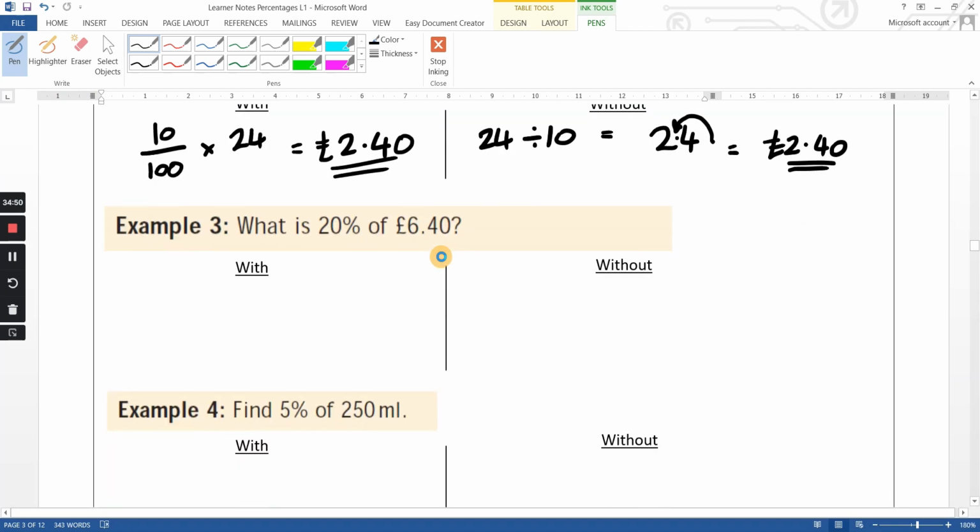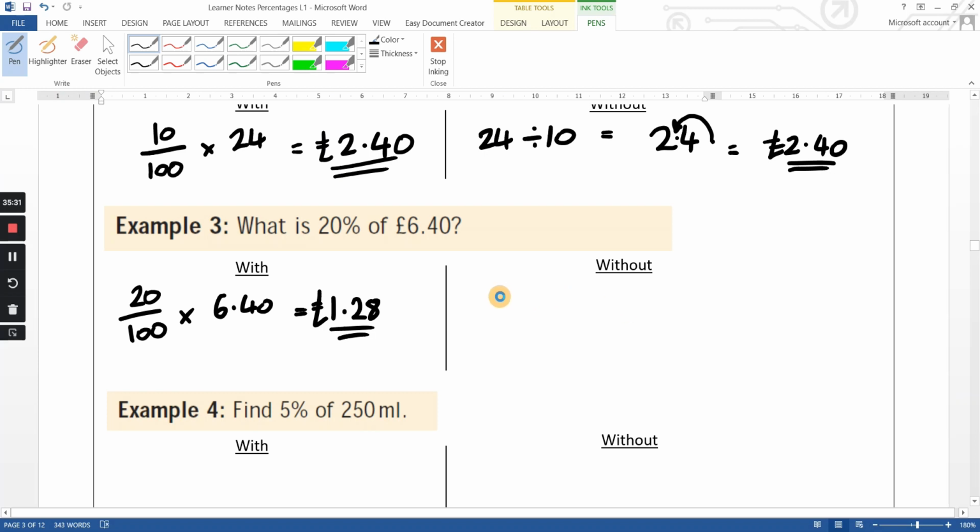Let's do the next one and I'll show you. What is 20% of £6.40? Let's do it with the calculator. So 20% of £6.40. Yeah, and you should get, in fact, let me just type it in, £1.28 on your calculator. Yeah, so again, don't forget the pound sign.